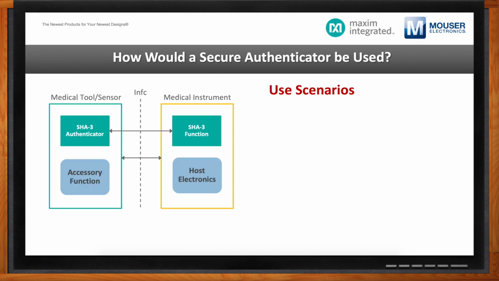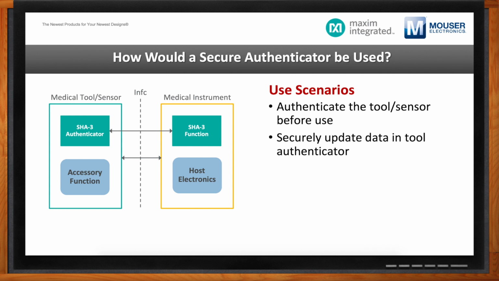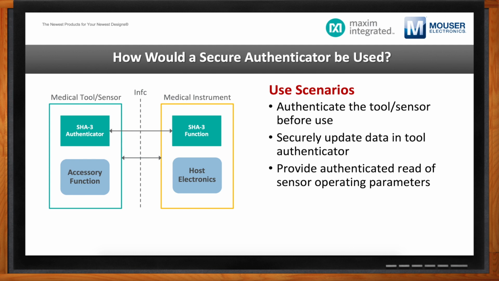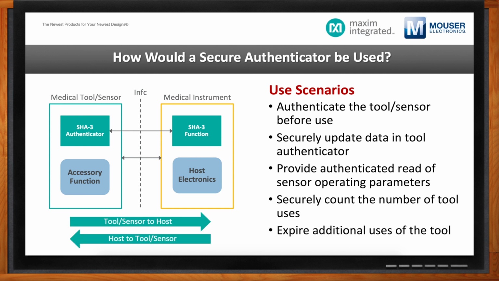Perhaps we want to securely update data in the tool. This could be use data, for example. It could be an expiration value that gets written to a part that's in a tool. So we want to securely update that data. We could have operating parameters that exist within the tool, with authenticated reads of that to ensure that the data has good integrity, or securely count the number of tool uses, that we've mentioned before.